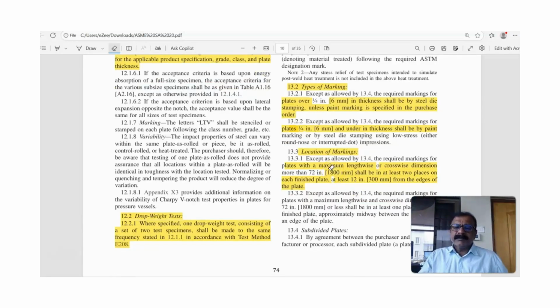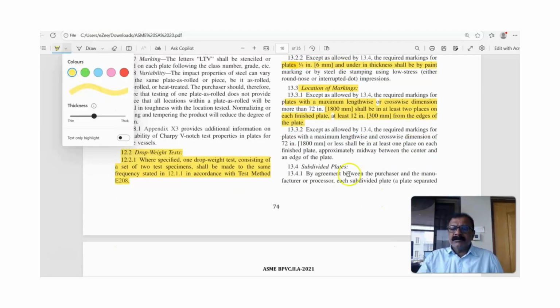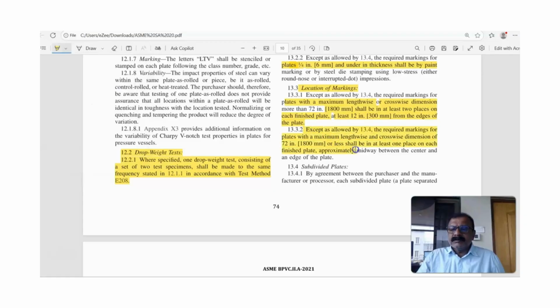Regarding where the marking has to be on the plate: a plate with a maximum lengthwise or crosswise dimension over 1800 mm shall be marked in at least 2 places, at 300 mm from the edge of the plate. For a plate with dimension less than 1800 mm, only one marking is enough, at least one place on each finished plate, approximately midway between the center and the edge of the plate.